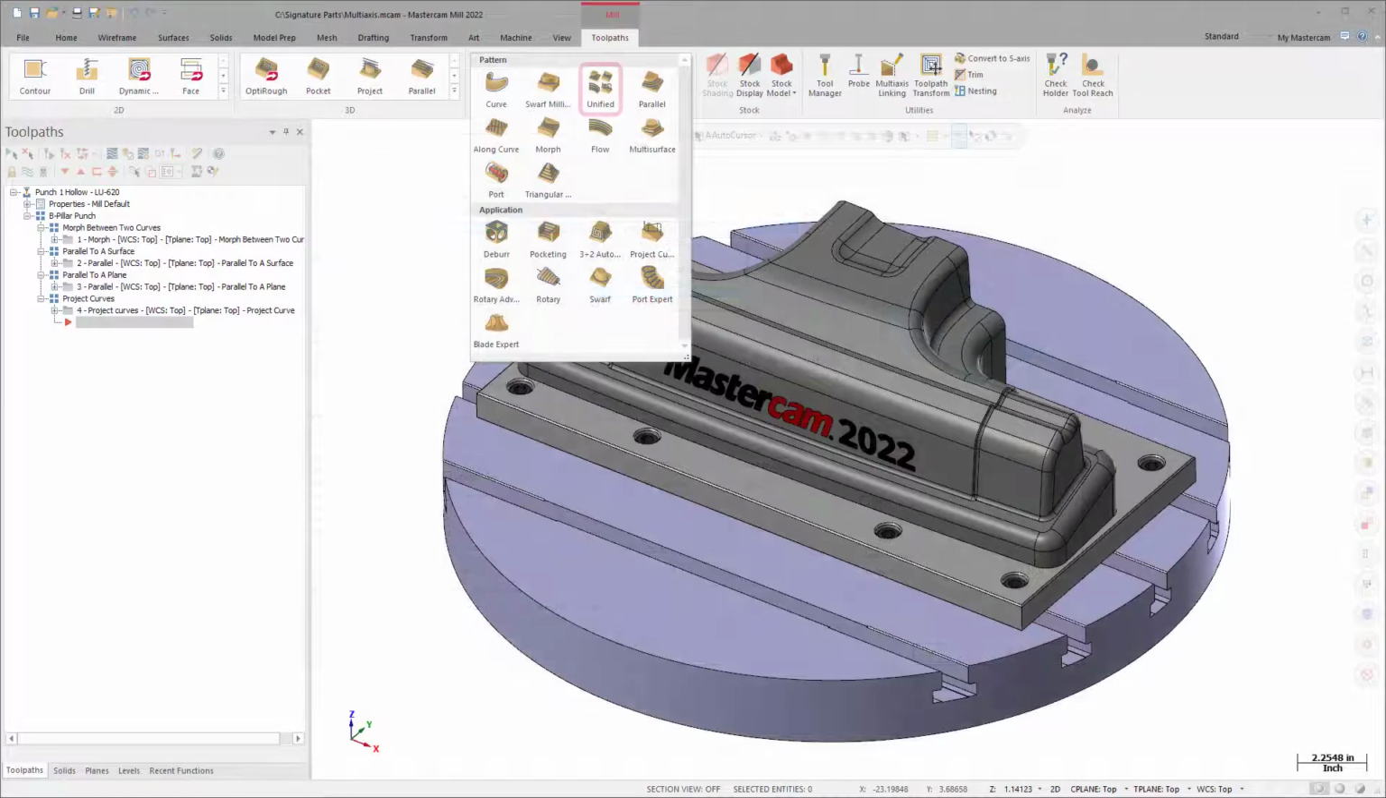Access the Multi-Axis Unified Toolpath from the Multi-Axis Gallery on the Mill Toolpaths Contextual tab.